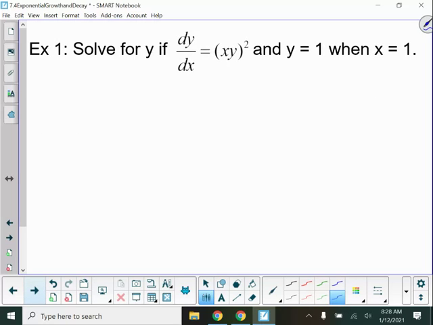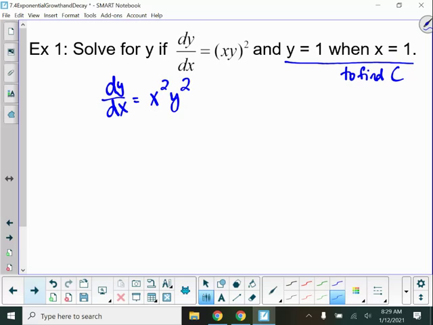Okay, so here is example 1. We need to solve for y. So not only are we getting the y by itself, it says solve for y if we know this differential equation and we know that y equals 1 when x is equal to 1. This information is going to allow us to find our c value. So we are going to find the c value here. You do need to distribute the square. So this is x squared y squared as our equation.